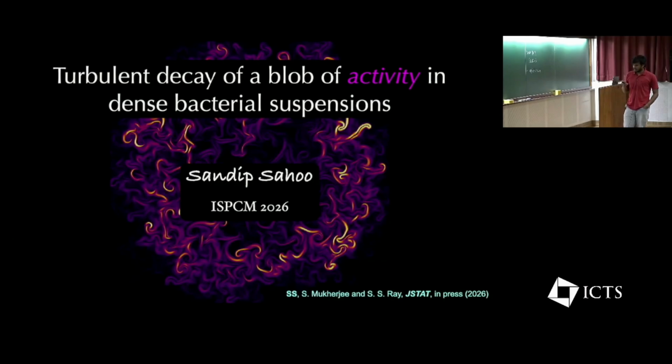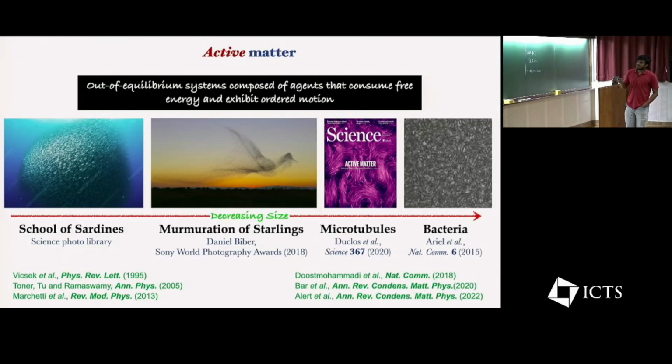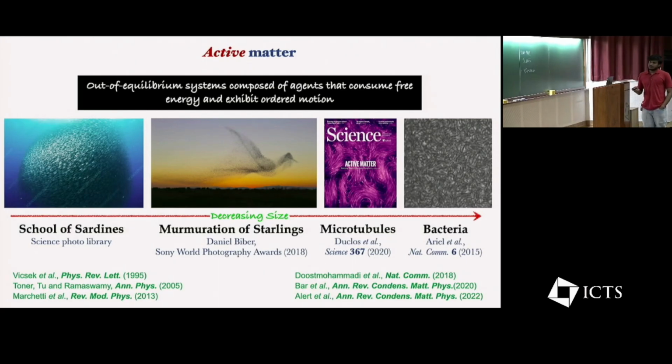Before that, I will give you a preamble of what active matter is. These are systems composed of agents that can consume energy and exhibit directed motion. So these are out-of-equilibrium systems. They span a range of scales. At the meter scale, you have schools of fishes or flocks of birds, and at the micron scale, you have microtubules or dense bacterial suspensions.